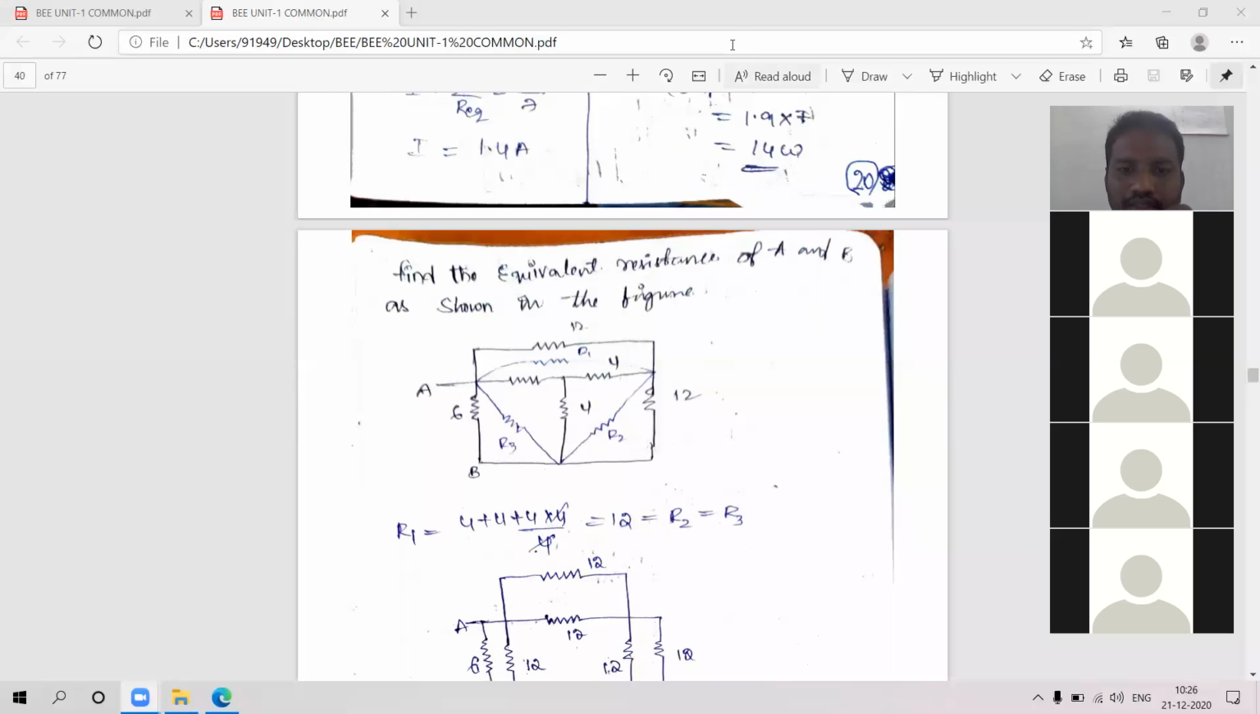Please write this down. Don't take the inside resistors. This is a hint only. Don't consider these R1, R2 and R3 values.